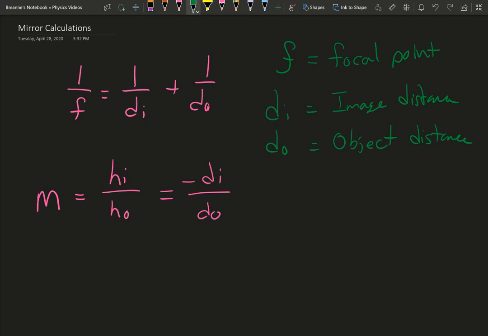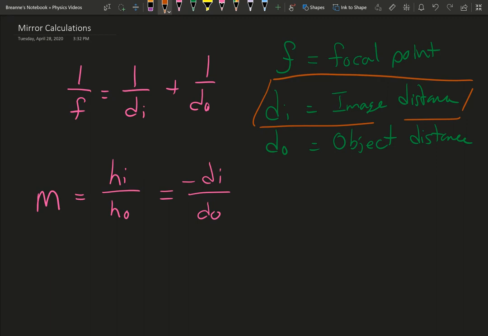So you can find your focal point, your image distance, or your object distance, whichever you're looking for. Normally 9 times out of 10, what you're looking for is your image distance. Since most mirrors are spherical, you can figure out your focal distance, and for your object distance, you can just measure the object from the mirror.